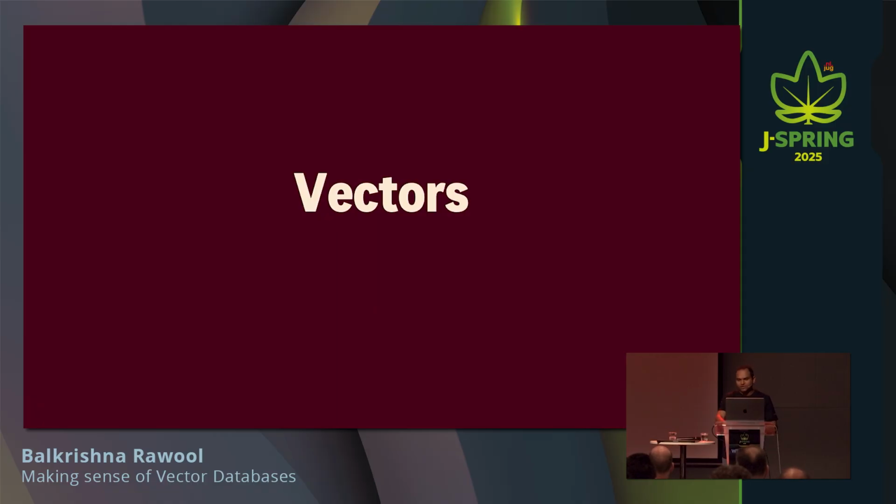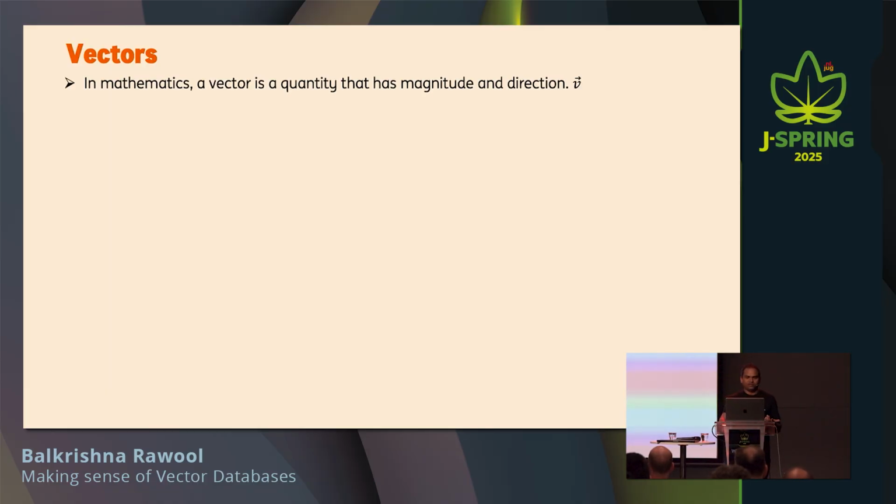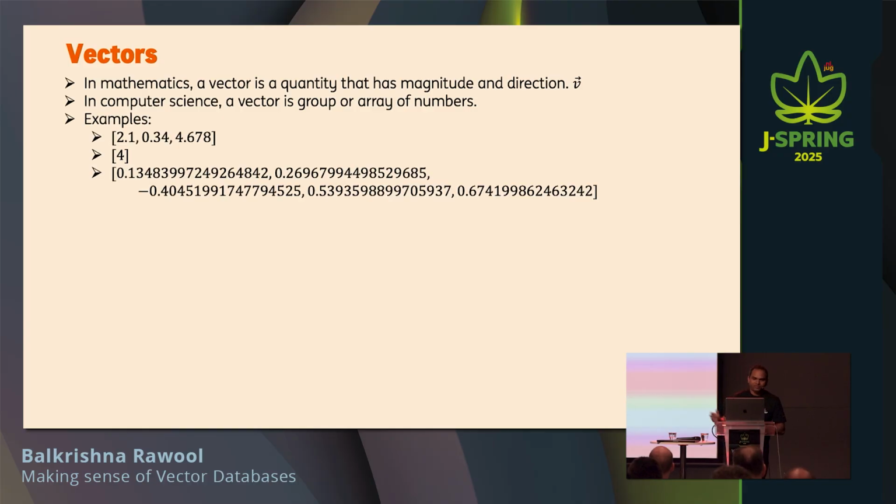OK, let's start with vectors. First, what is a vector? In mathematics, a vector is a quantity that has magnitude and direction. Now, we all know this because we paid attention in our maths class, right? In computer science, a vector is a group of array or numbers. For example, these. Now, these two things, vector in mathematics and vector in computer science, they are actually both equivalent. They are the two different representations of the same concept.